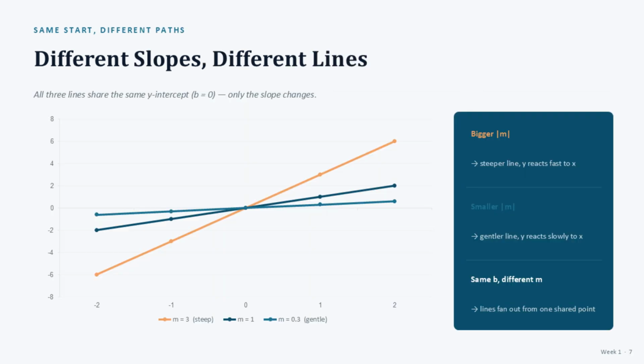Let's compare different slopes. When the slope is small, the line rises gently. As the slope becomes larger, the line becomes steeper. Although all of these are straight lines, changing the slope changes the angle of the line. This simple idea is very important because many machine learning models adjust their slope while learning from data.